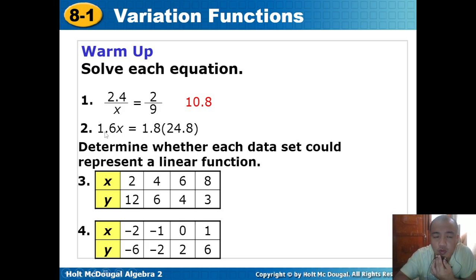How about number 2? 1.6x equals 1.8 times 24.8. First, we multiply 1.8 by 24.8 and divide the product by 1.6, and the result is 27.9. Okay, did you get the same answer?